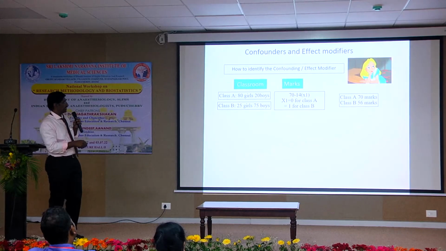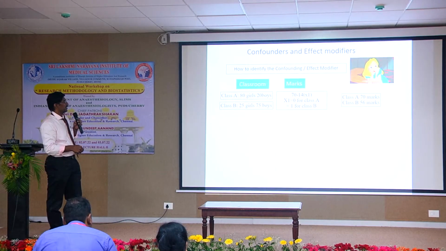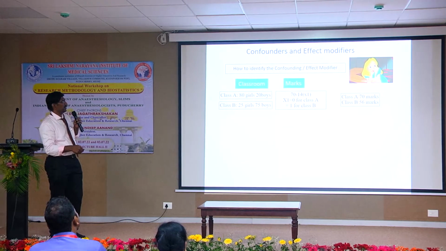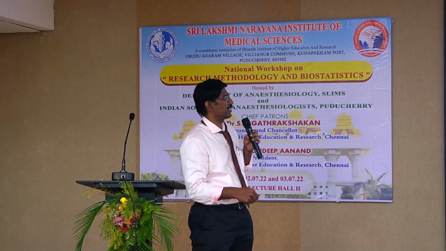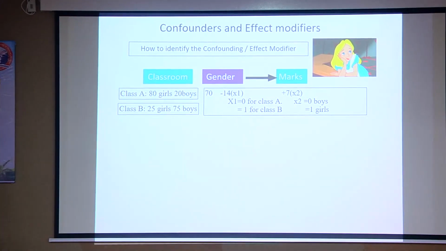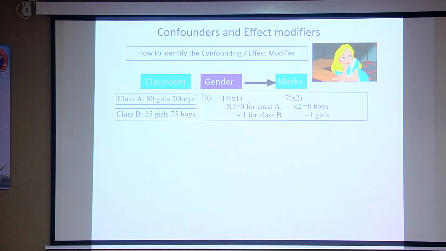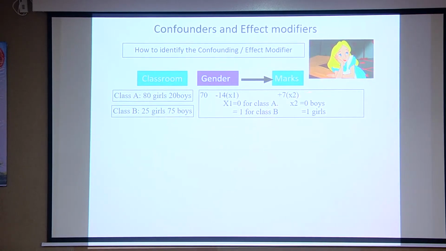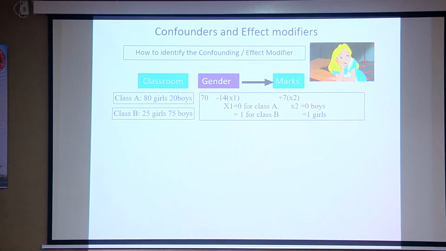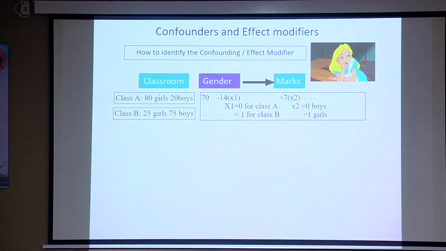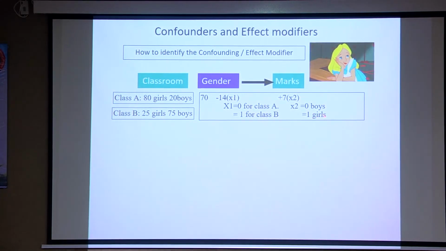Here the example given is classroom marks, 80 girls, 20 boys, 25 girls and 75 boys. The regression equation is 0 for class A and 1 for class B. So gender is the confounding factor. It can affect the marks. So we have to bring in the next component, beta 2 into x2, the second slope, where x2 is 0 for boys and 1 for girls.